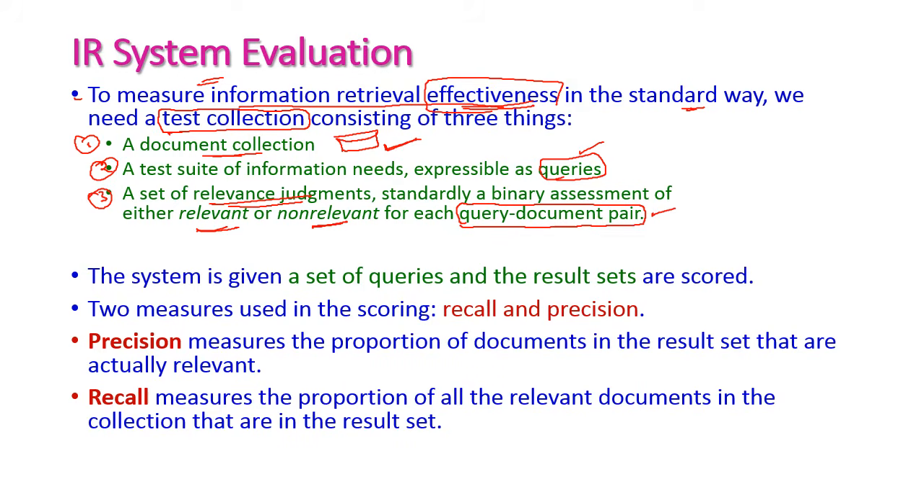Next, the system is given a set of queries, and the result sets are stored here. Two measurements are used: the first is recall and the second is precision. Precision measures the proportion of documents in the result set that are actually relevant, that is, the true positives.